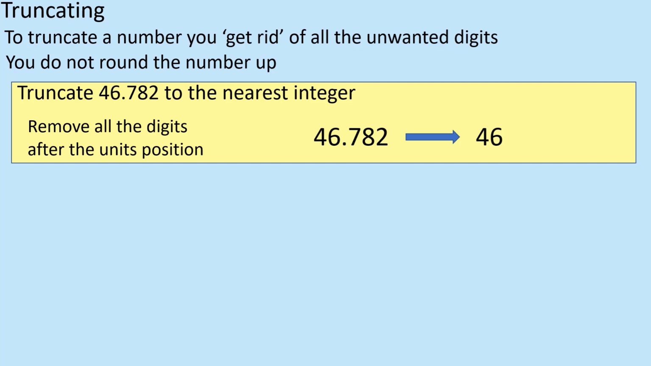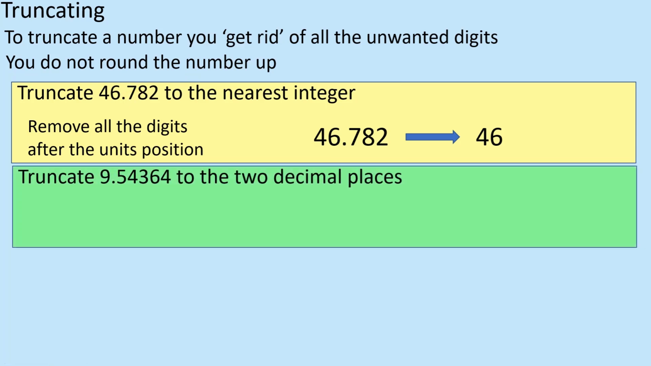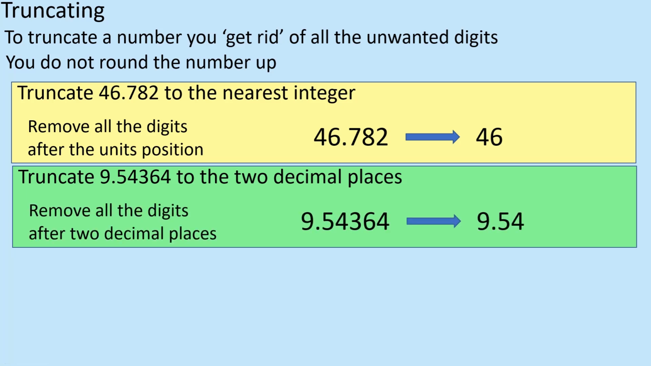Because when you truncate, you don't round the number up. It even says here, look, truncate a number, you get rid of all unwanted digits, and you do not round the number up. So it's literally 46, which sounds very weird, isn't it? A very strange kind of concept. Truncate to 2 decimal places: you're just literally going to cut off the 364, and it's just going to be 9.54. Really weird. I'm sure you don't like it, but ultimately that's what you do when you're truncating.